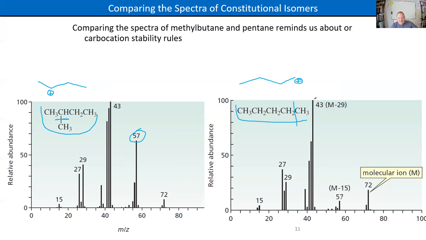So that peak at 57 doesn't show up as much on pentane as it does on methylbutane, because the ion that we wind up making is more stable for methylbutane. And so those relative intensities can allow us to differentiate which of these two possibilities is more likely.